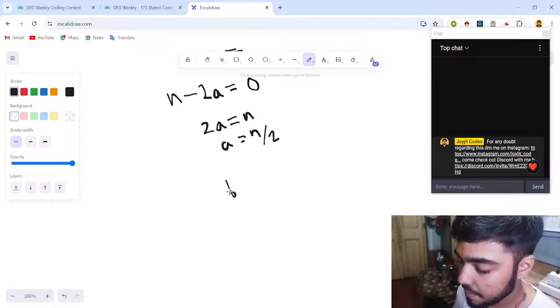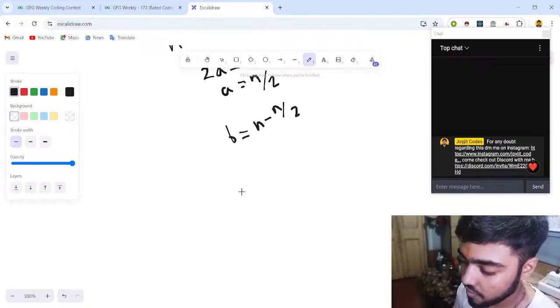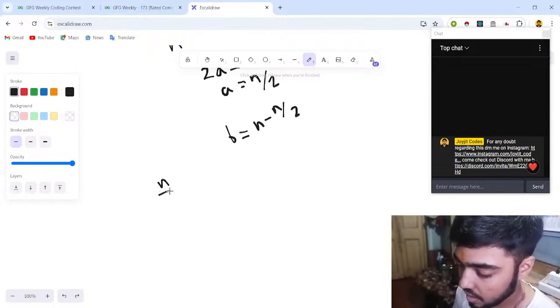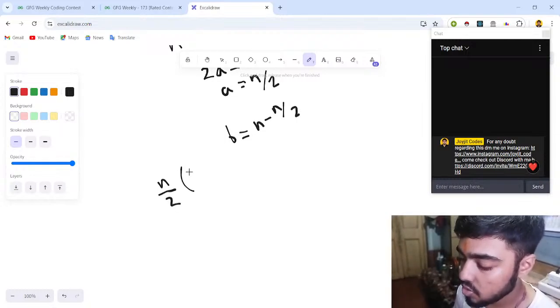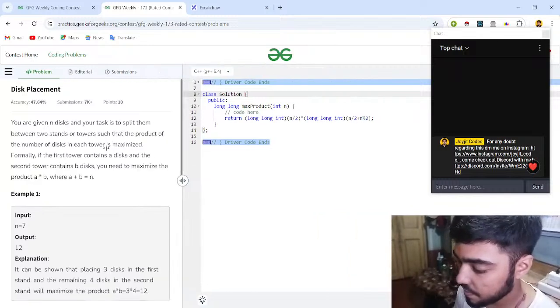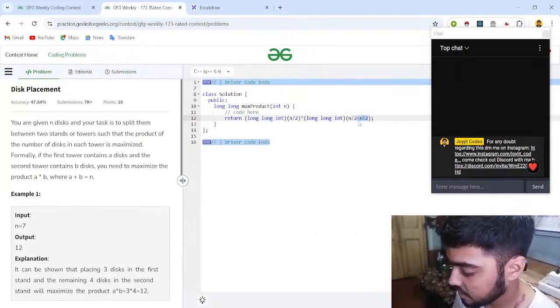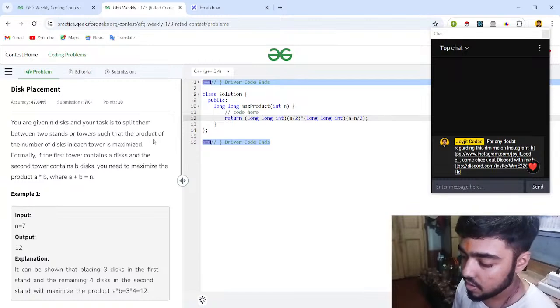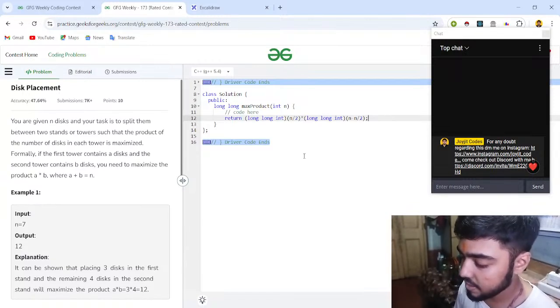So what will B be? B will be N minus N by 2. So basically what we have to print is N by 2 into N minus N by 2. Okay, so let's go into the code. I haven't printed it like that, but you can print it like this also. So this is what you have to do. If you submit it, you will see that it gets accepted.